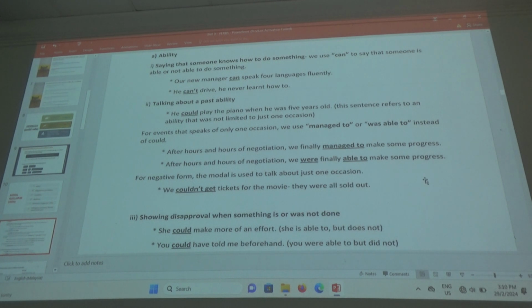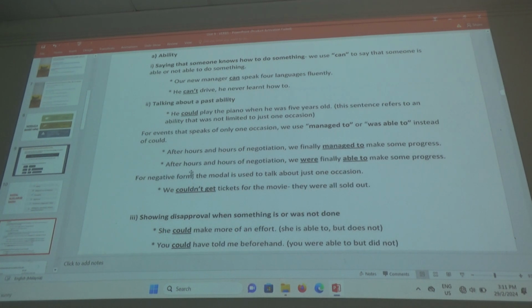If it's just one time, use managed to. Is that okay? Could is like Eva could sing songs. Eva could sing, that means she can sing. But Eva managed to sing a song, that means she did it one time. Can you follow? Alright? Okay.